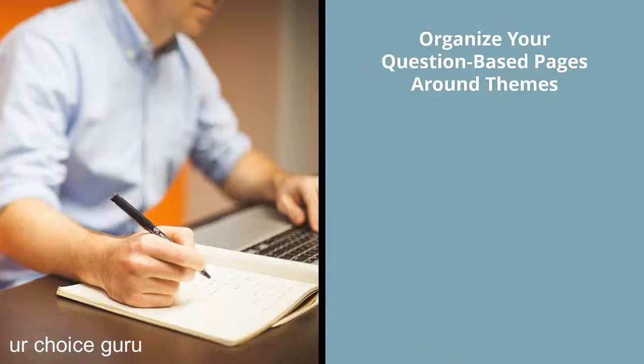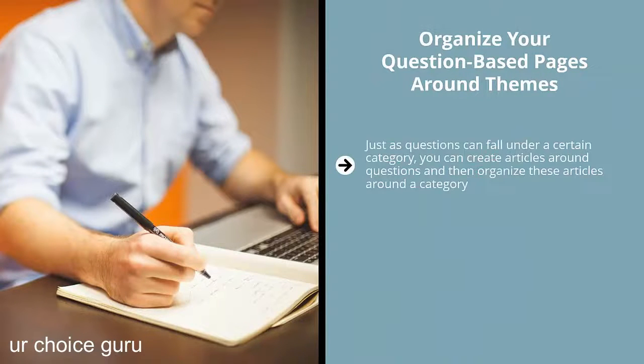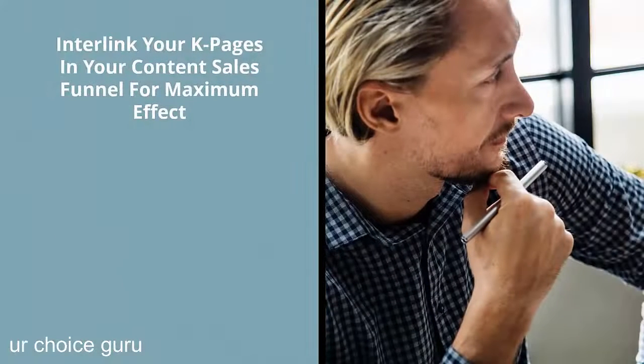Organize your question-based pages around themes. Just as questions can fall under a certain category, you can create articles around questions and then organize these articles around a category. This is not just a housekeeping tip. You're doing this so you can maximize the value of each page. Interlink your question pages in your content sales funnel for maximum effect.